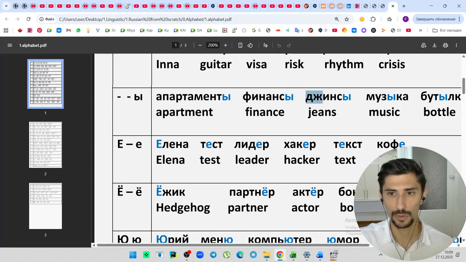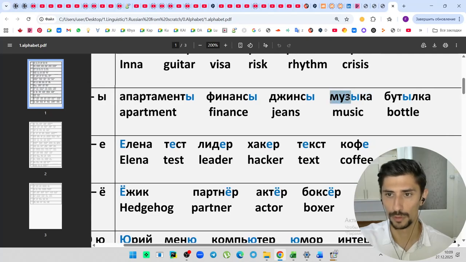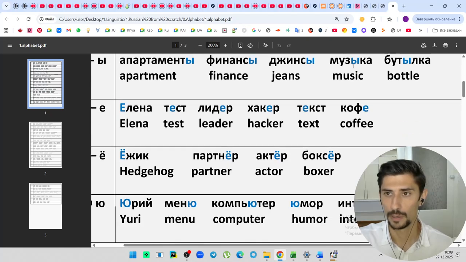Next word, финансы. This combination of two letters is pronounced like J. Джинсы. Music would be музыка, and rock music would be рок музыка. The next example is not like in English, but at least we have the same letters like B, T, L. Бутылка.